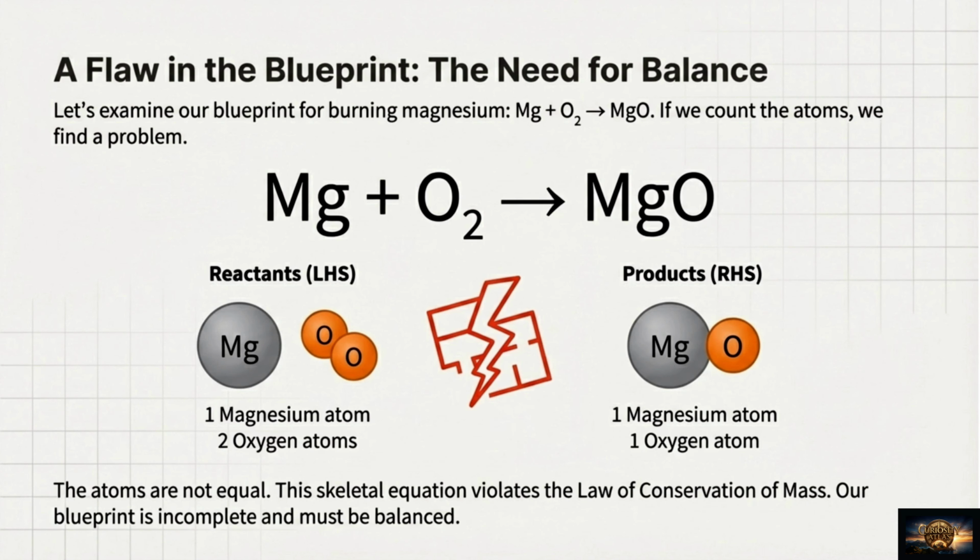However, a skeletal equation may contain a flaw. For example, Mg + O2 → MgO violates the law of conservation of mass because the atoms are not equal on both sides. This blueprint is incomplete and must be balanced.